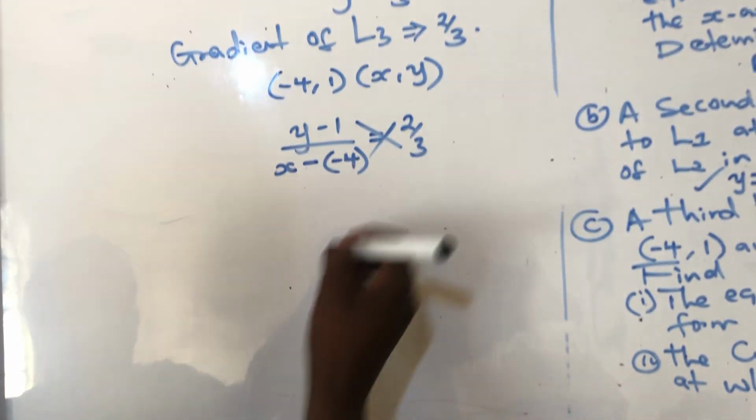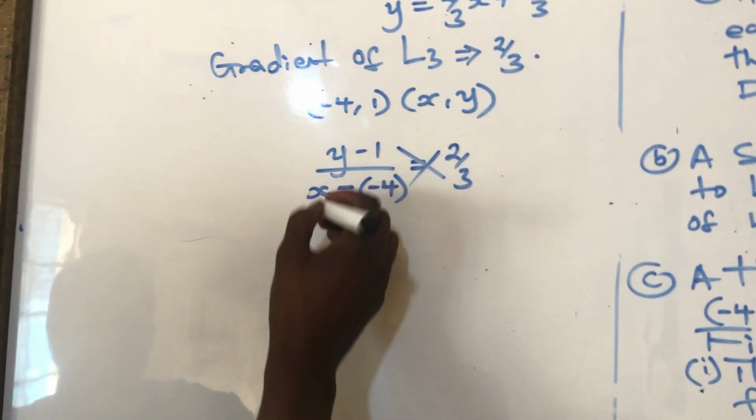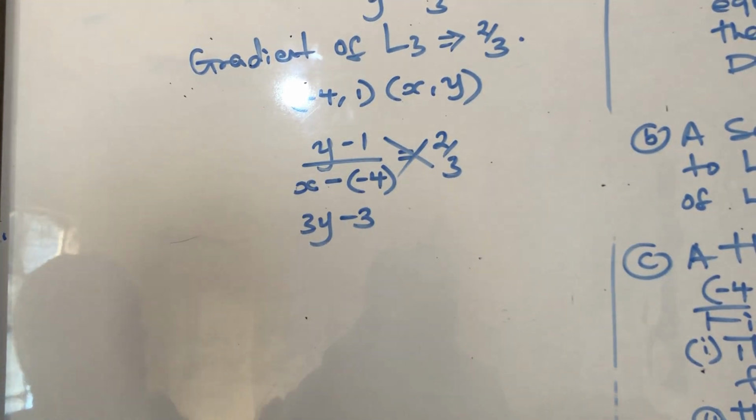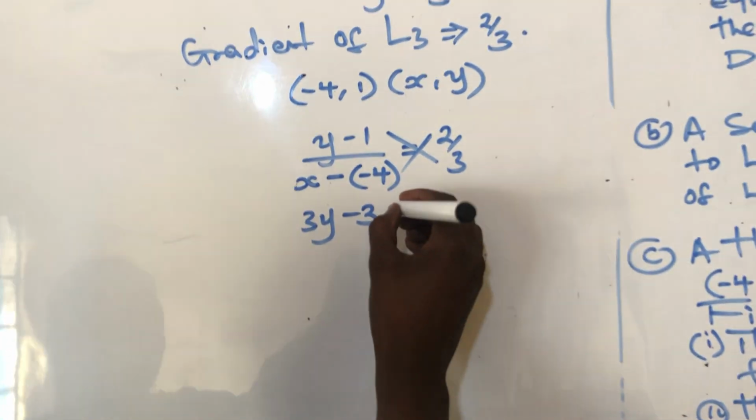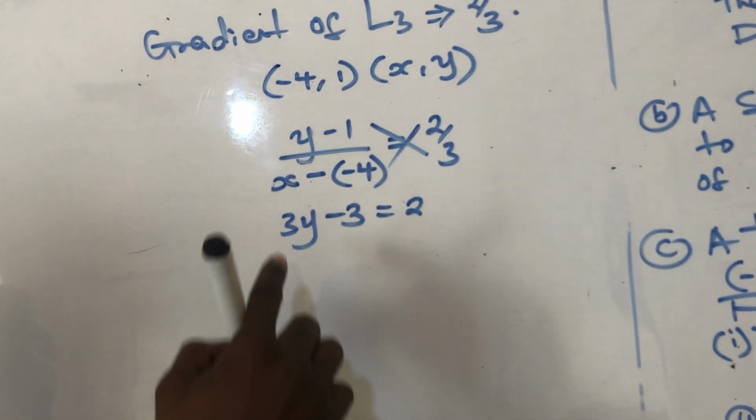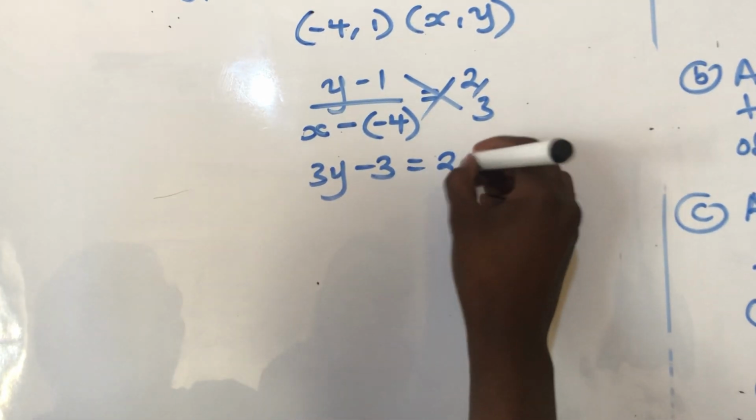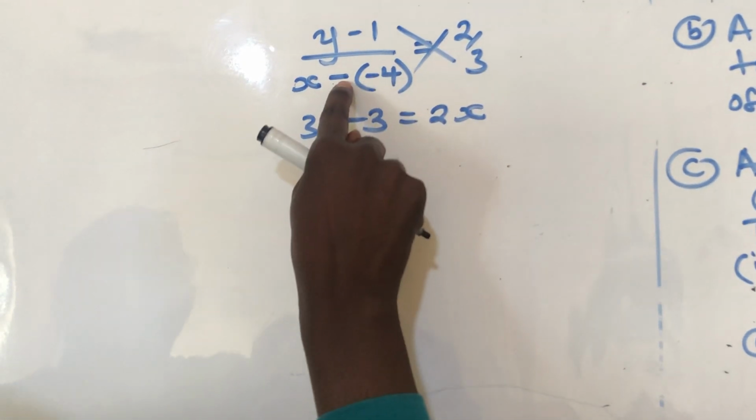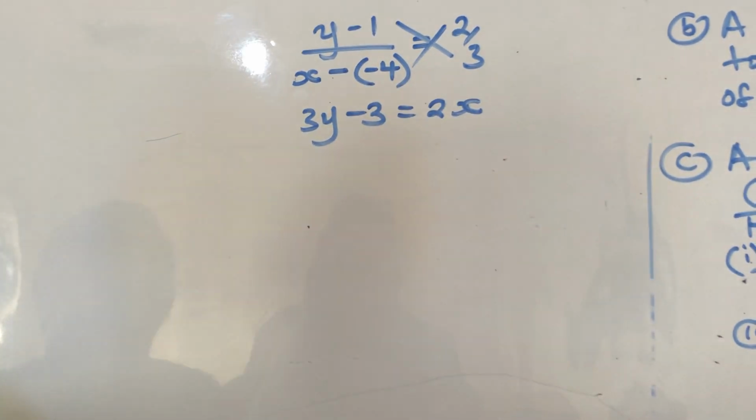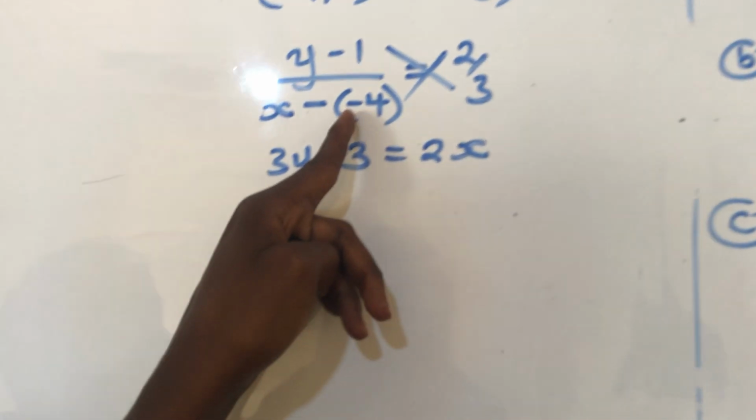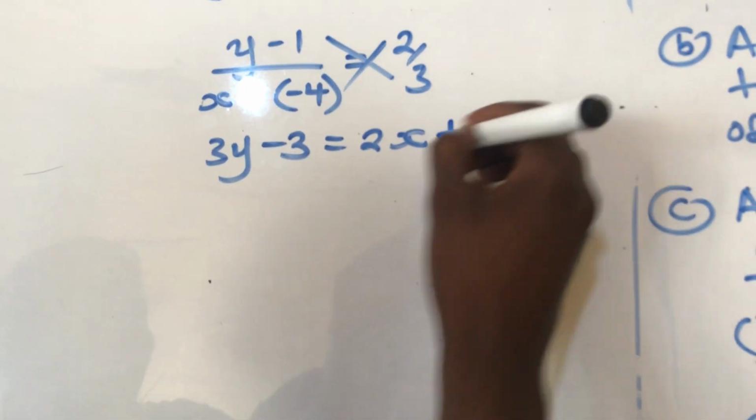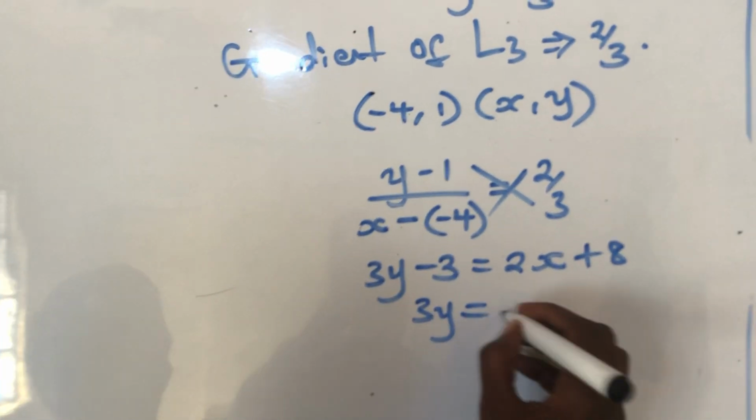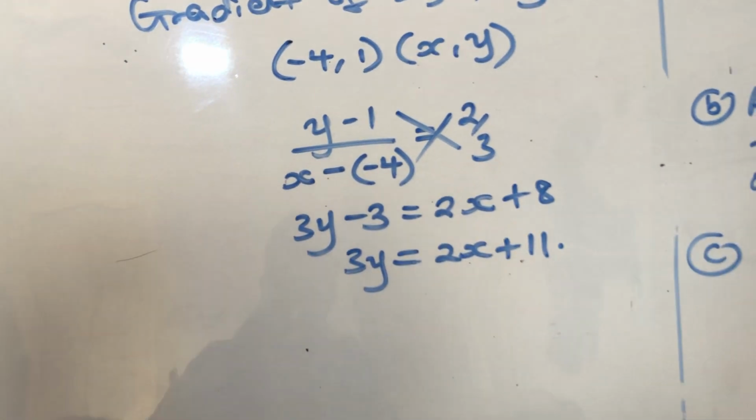We will then cross multiply. 3 times y will give us 3y. 3 times negative 1 will give us negative 3. Then 2 will be multiplied by x to give us 2x. Then 2 will be multiplied by positive 4. Why positive? The two negatives will come together into positive. So that should give us positive 8. This will be 3y equals 2x plus 11.